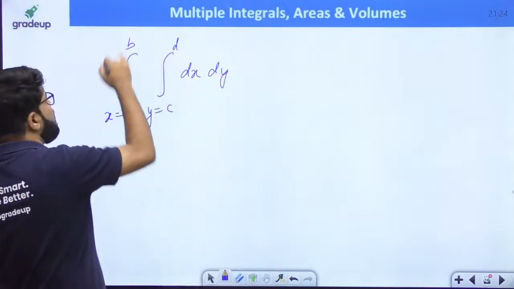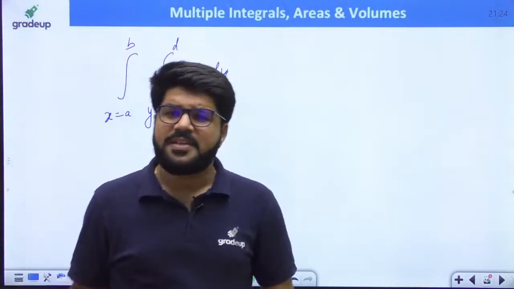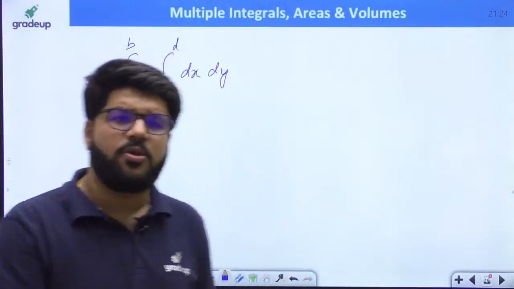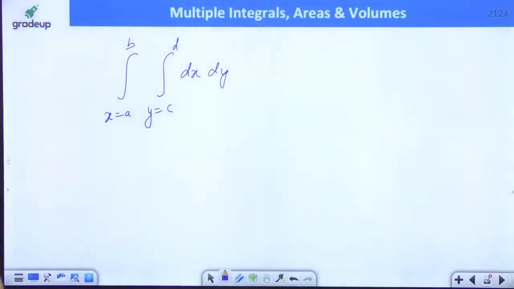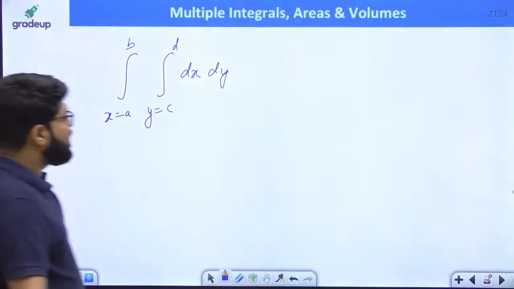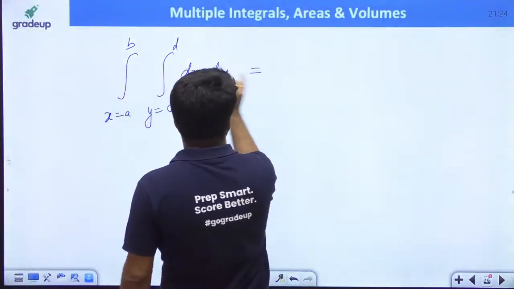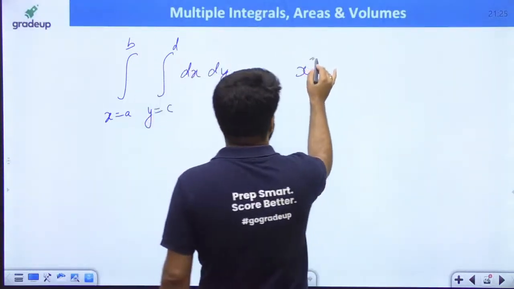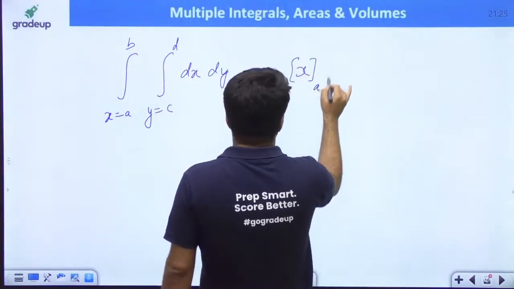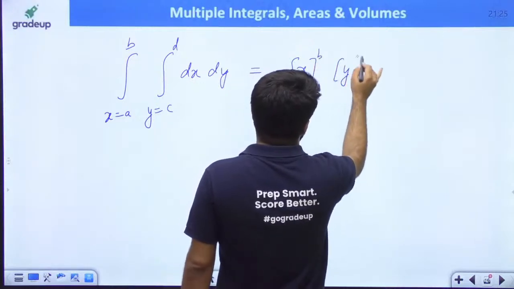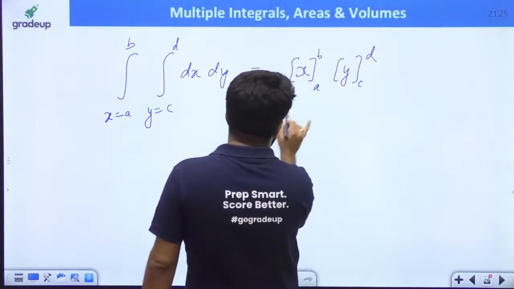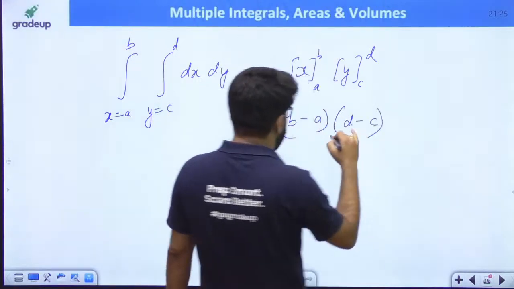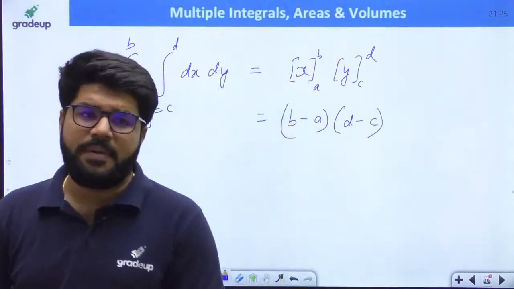Both the limits are constant. Whether you integrate with x or with y first, it's not at all going to matter. You can integrate with any one variable, and you can even use variable separable, which I explained yesterday. Integral dx is x, limit a to b, integral dy is y, limit c to d, and the answer is b minus a multiplied by d minus c.